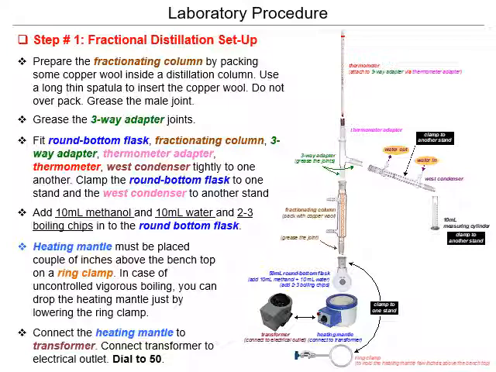For fractional distillation, you do the same. You clamp this, and then you're also going to clamp the fractionating column, but you're going to put copper wool inside of it. The copper wool works as that multi-step ladder that will collect liquid essentially in the little filaments of the copper wool.